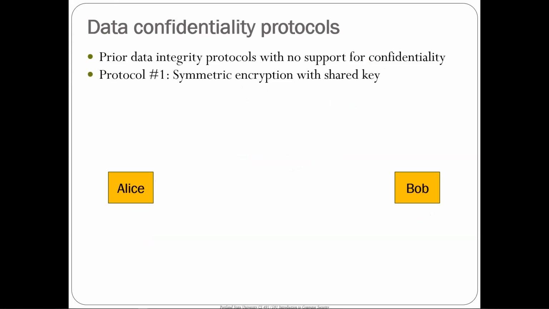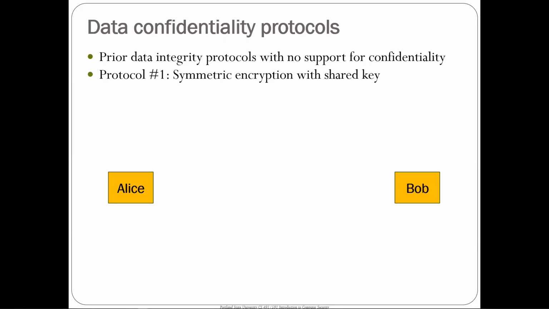Okay, so all of those data integrity protocols, if you saw, they had nothing to do with confidentiality, right? All of that stuff was done in the clear. All that data was sent along with the signature or with the HMAC. So you have to actually do both, right? Like you want confidentiality and integrity when you're sending messages back and forth. So that's the next set of protocols that we're going to look at.